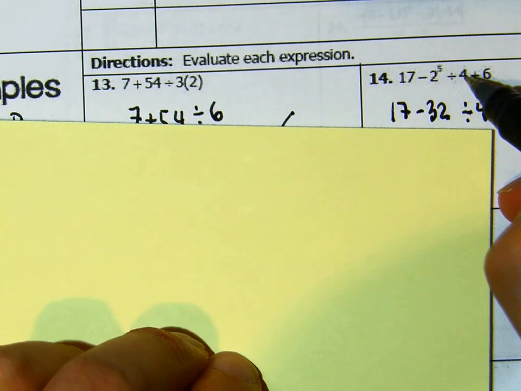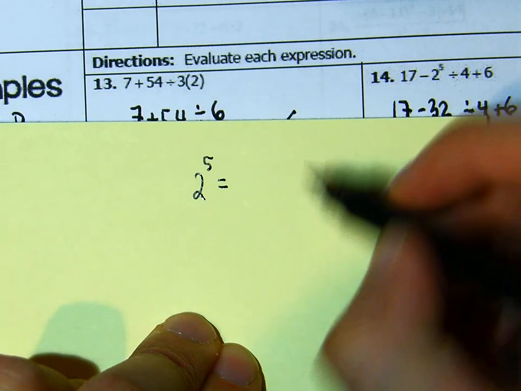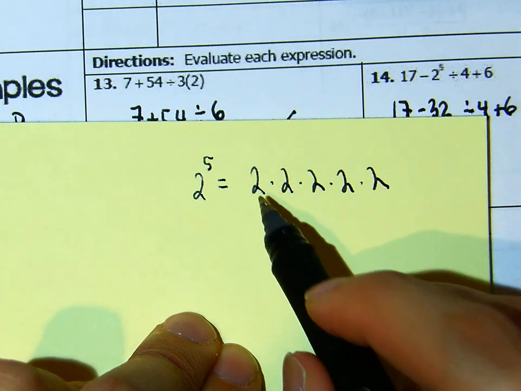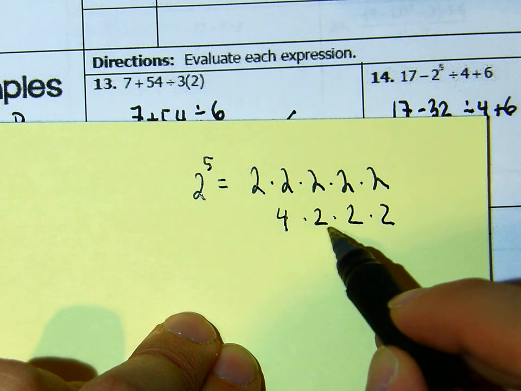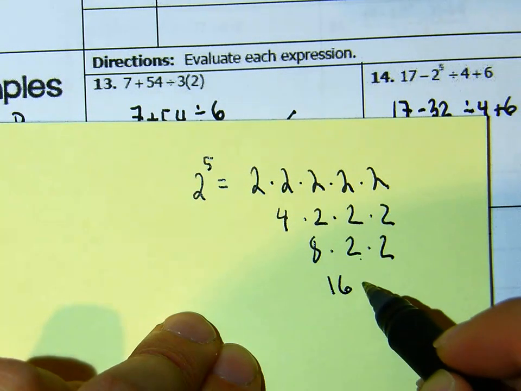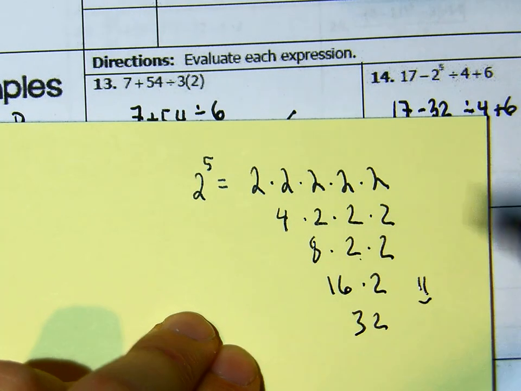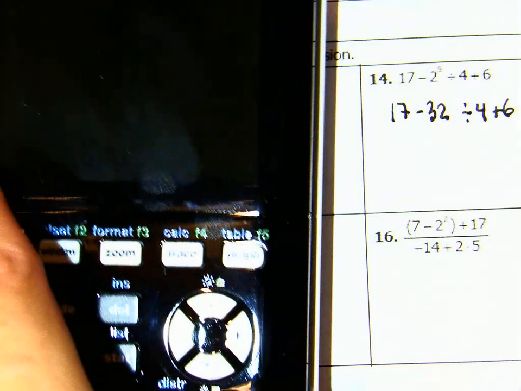If you see this, right, 2 to the 5th, what does that equal? 2 times 2 times 2 times 2 times 2. 2 times 2 is 4, times 2 is 8, times 2 is 16, 16 times 2 is 32. Okay? Great. But let's say sometimes the numbers get very large.